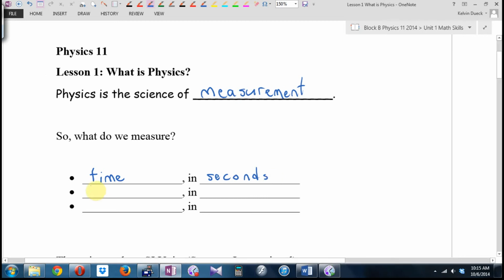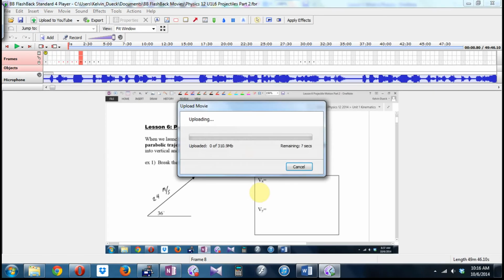We measure length. What's the fundamental SI, System International, science unit for length? Meters, spelled R-E in Canada, but I'll take either. Oh, other video in the background uploading.